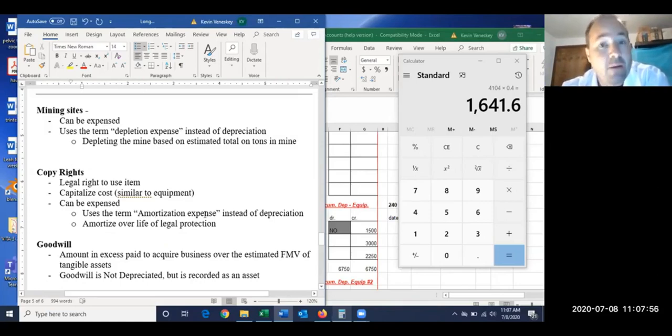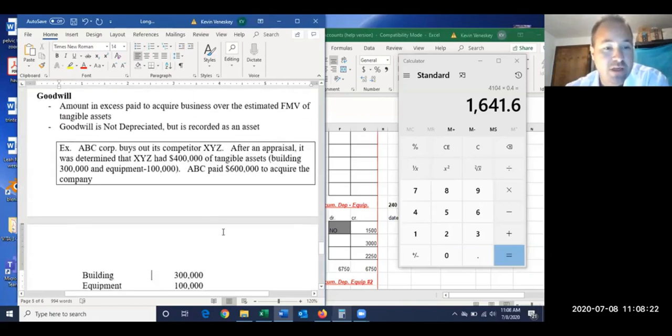We are going to amortize the value of that copyright over its legal life, just like with straight line. So if it costs $7,000 and we're going to amortize it over 10 years, we're going to take 7,000 over 10, and so $700 every year, and expense it as an amortization expense.